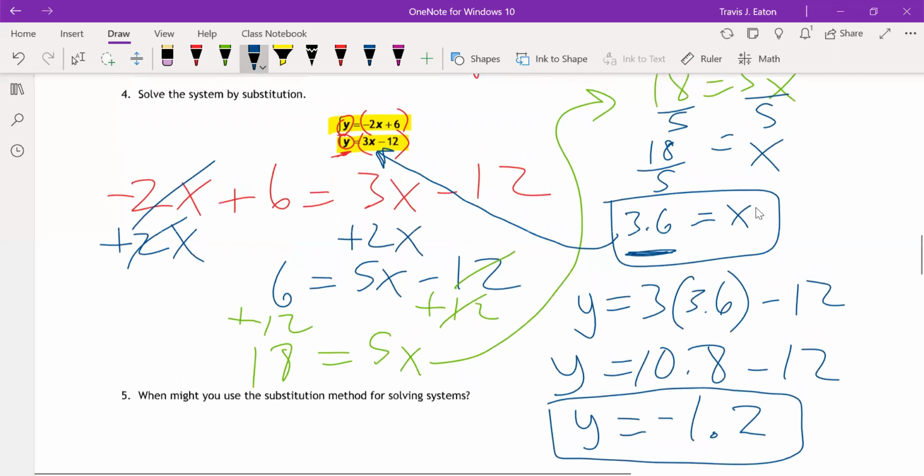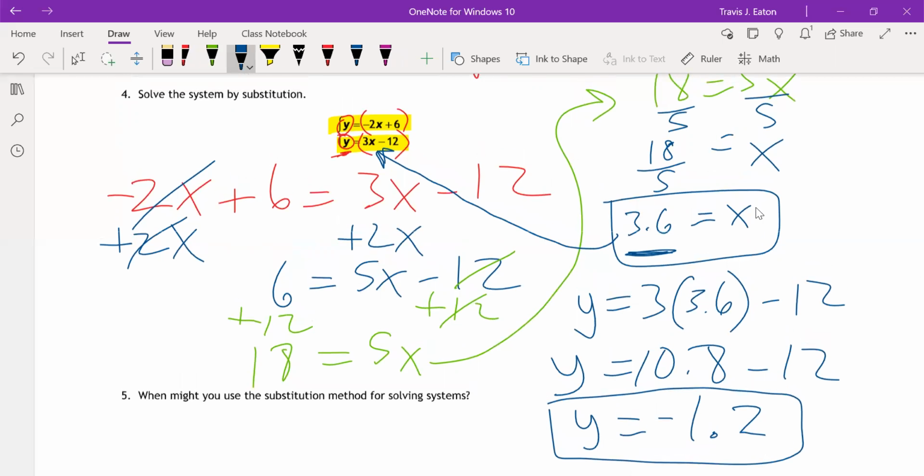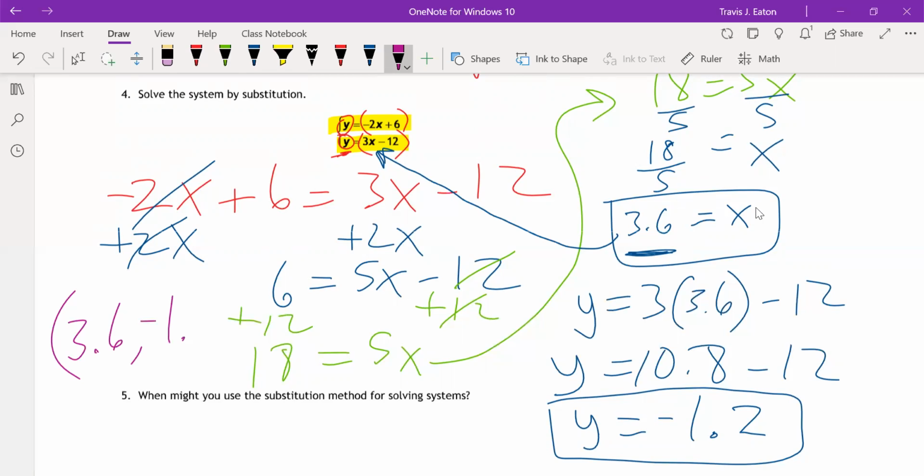So to answer our question, I'll put this clear over here in purple, to the right. The solution to our equation is 3.6 comma negative 1.2. That's the solution. We solved it by substitution. I used my calculator a little bit. Now, if you wanted to have your answer in fractions, you could have done that as well. Either way, it's entirely up to you. All right.